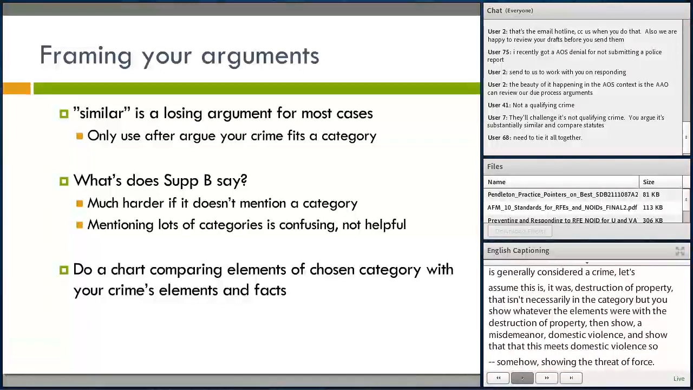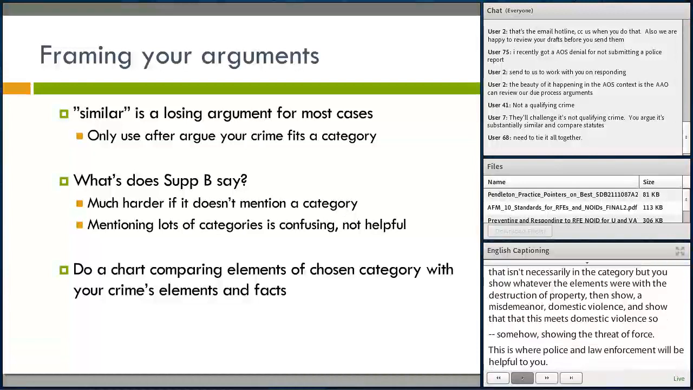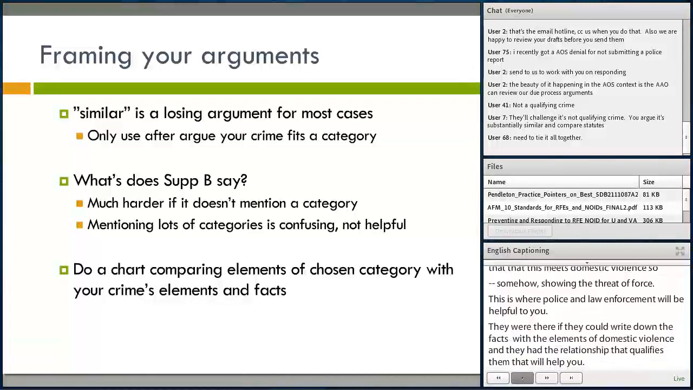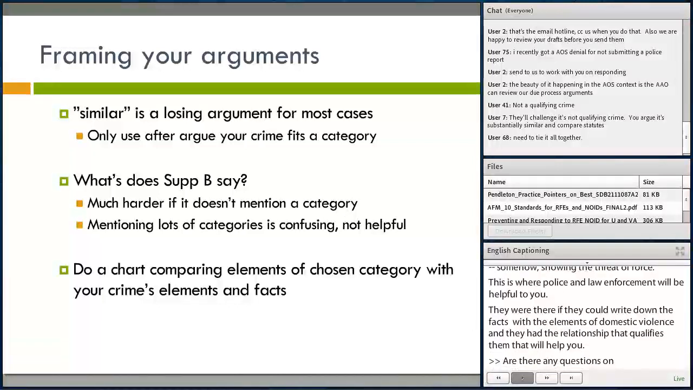Again, this is where actually having more detail from police and law enforcement is going to be helpful to you, because they're the ones that were there. And if you can get them to write down the actual facts that show the element of domestic violence and that they had the relationship that qualifies them, then that will help you. Are there any questions on that?